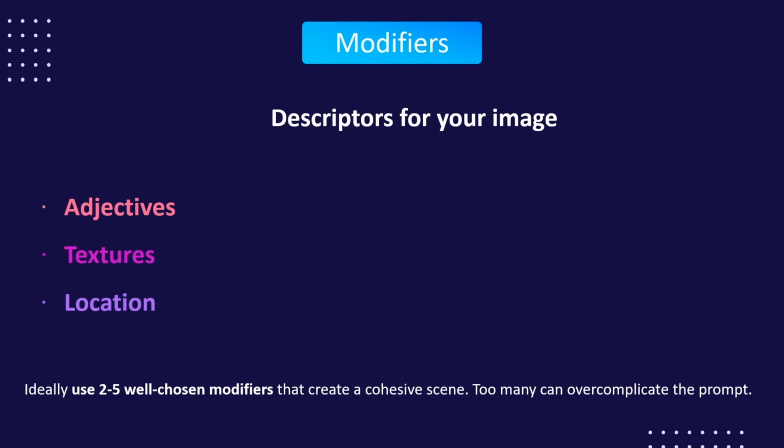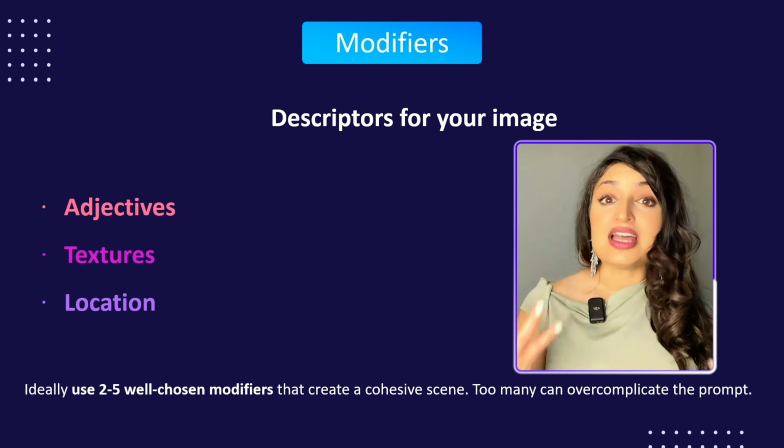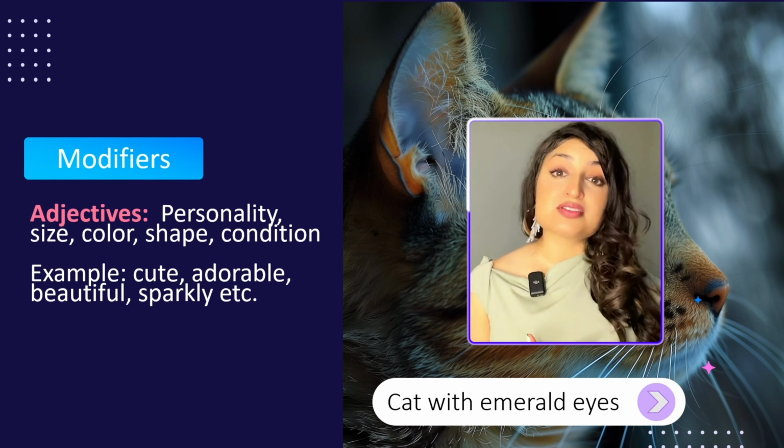Okay, once you've got the subject in place, it's time to spice up the subject with some modifiers. These are the descriptors that enrich the subject. You can use adjectives like shimmering, lush, cute to depict different qualities.